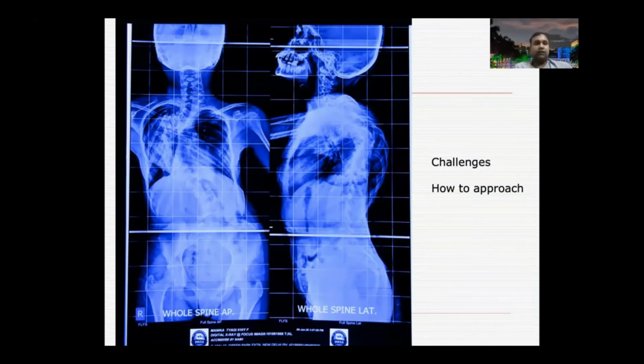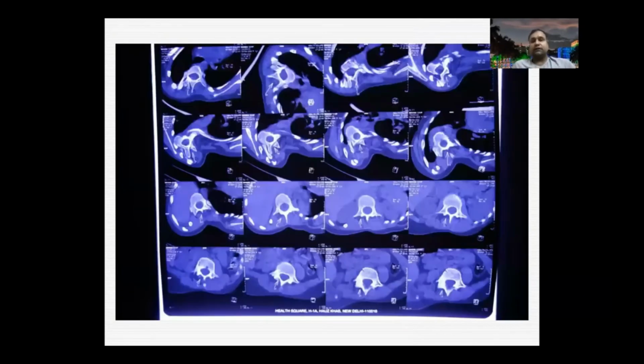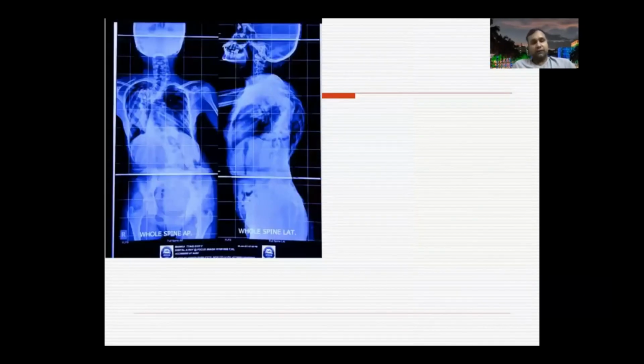People may argue that this may not be an AIS, this may be something else, but we cannot fit it into any other category. So for me, this was the AIS, as we could see the progression of the X-rays, and this was the rotational. So for these sort of cases, you require an innovative approach to deal with this sort of rotation.